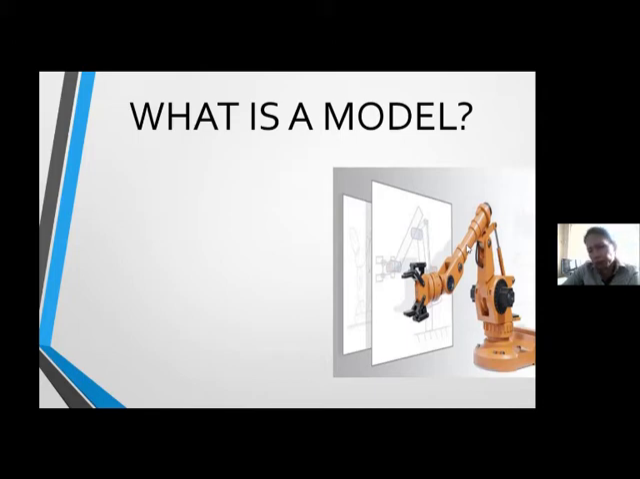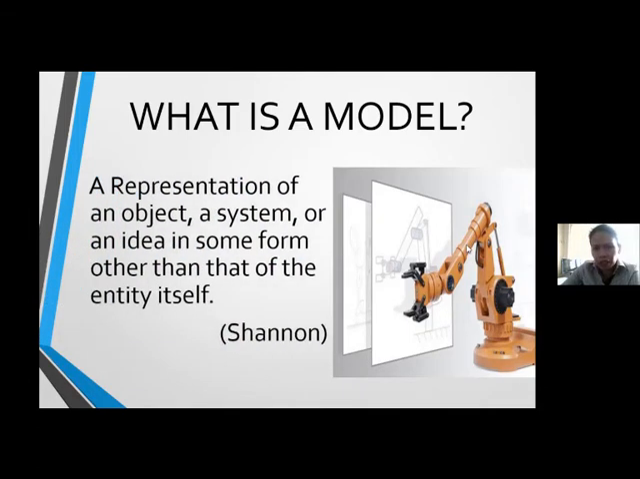Next, what exactly is a model? As you can see in the picture, before something is created as the actual thing, they need to create a picture and then emulate it using a prototype. It's made of plastic, but it is just a prototype, and it represents an object, a system, or an idea in some form that it looks like, according to Shannon. So instead of creating the actual thing, they start first with the prototype.